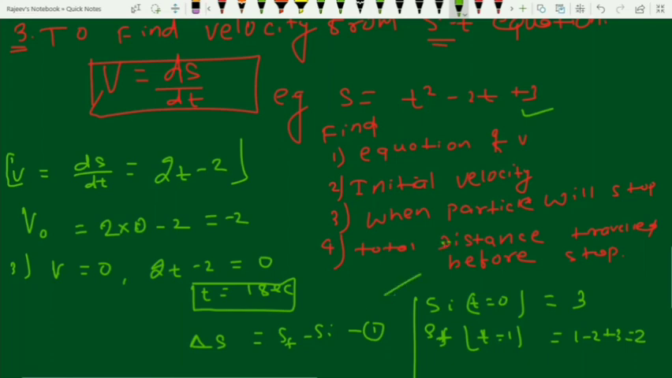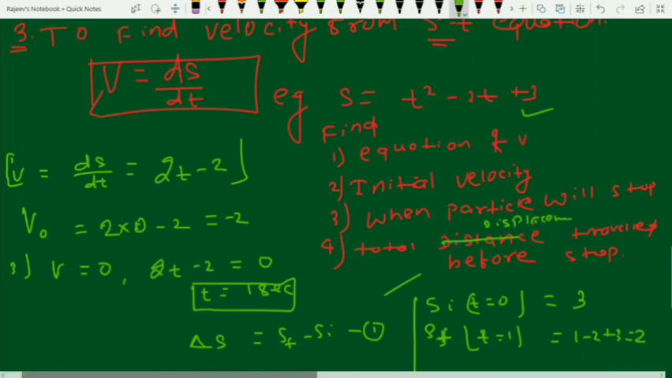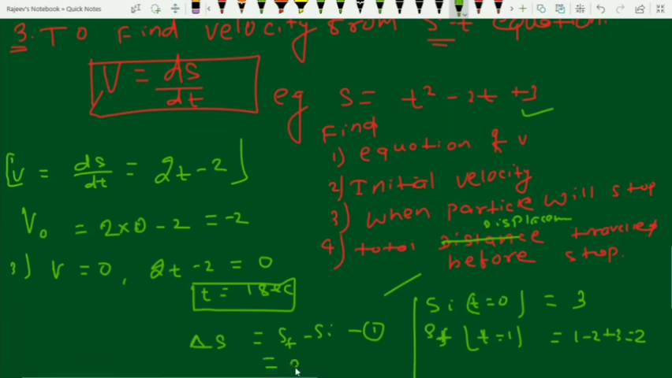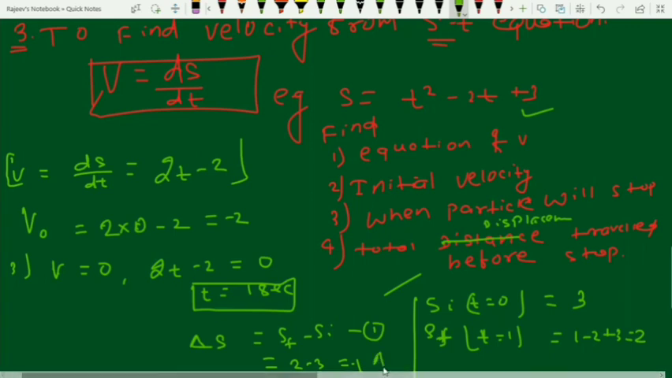They are asking distance, no issue. Just use displacement, because you will not be able to understand distance here. I will explain in motion, right? So displacement will be 2 minus 3, so minus 1 will be its displacement, and this is the answer.